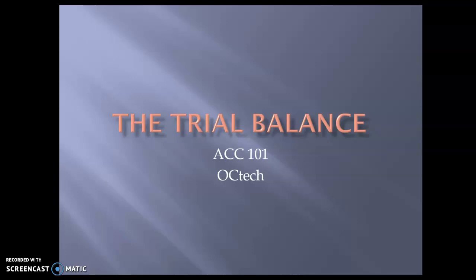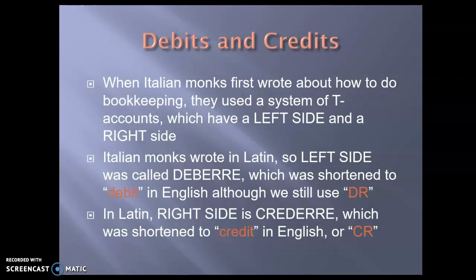Look at debits and credits and making a trial balance. When Italian monks back in 1400 first wrote about how to do bookkeeping, they had been using for a couple hundred years at least at that point a system of T accounts. And these have a left side and a right side.